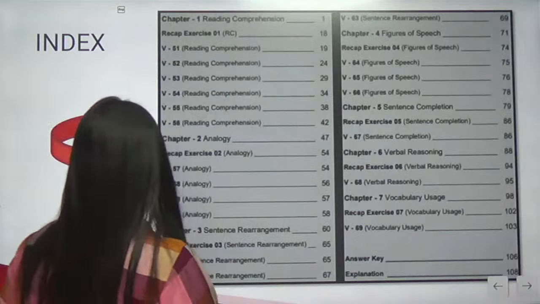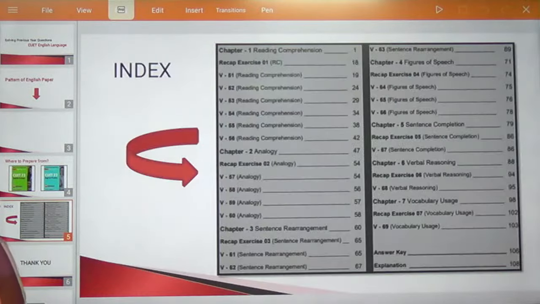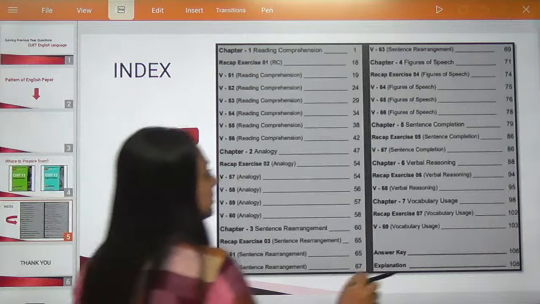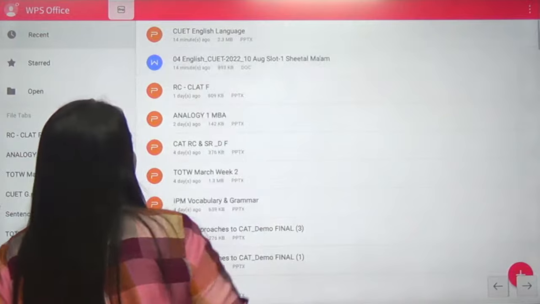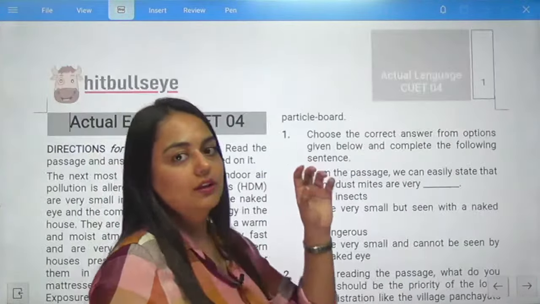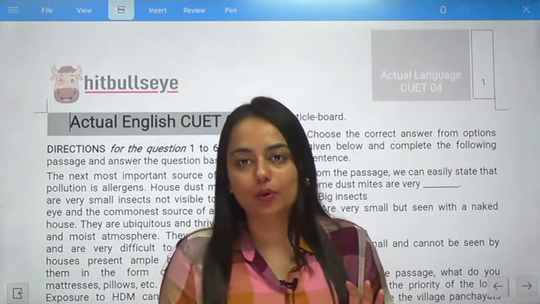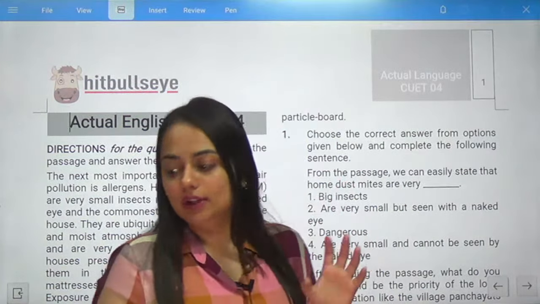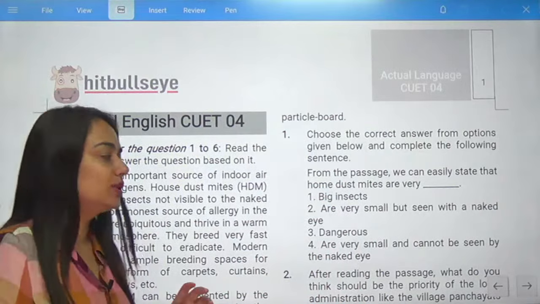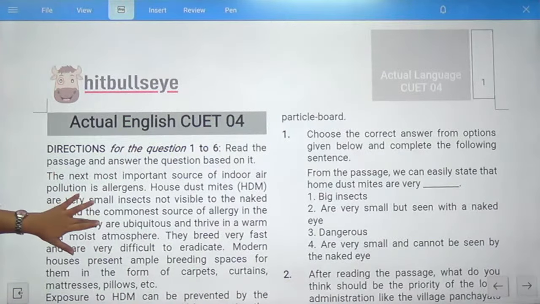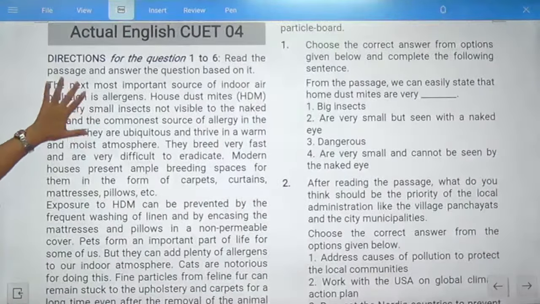So now if I have to show you the previous year question paper, let's try and solve it. So there you go. 10th of August, first slot, language paper. We are going to start solving this paper now. If you have any doubt, you may put it in the chat box. We can discuss that. As you can see, there is an RC.